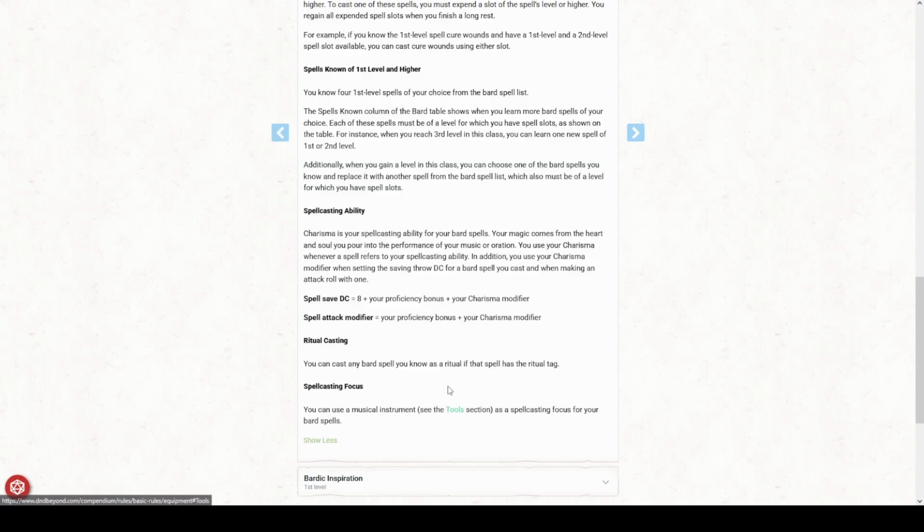They have ritual casting. That means if they know a spell that can be cast without needing to use a spell slot, I'll explain spell slots shortly, that is a thing that you can just do for 10 minutes, and then the spell is cast. You do a little tiny ritual, and boom, you can cast that spell no matter what. It just takes time, and that's the resource you use instead of a spell slot.